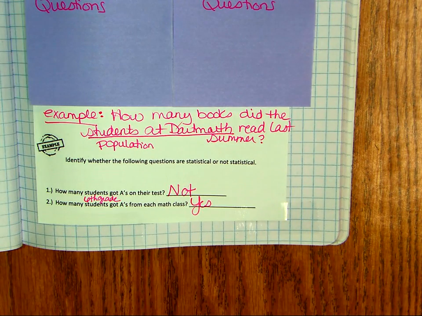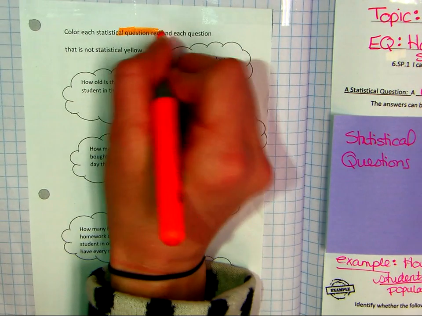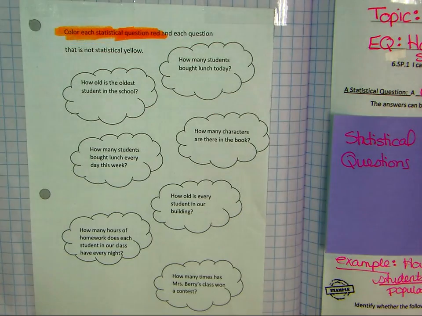So let's look at now page 108. And this is where we needed to have a couple of different colors. So we're going to go back to 107. And on 107, the question says, color each statistical question red and each one that is not a statistical question, yellow. Now, I didn't tell you specifically colors, so here's what I want you to do. I have an orange and a yellow. So instead of coloring my statistical questions red, I'm going to color them orange. So I'm just going to mark that I'm doing orange.